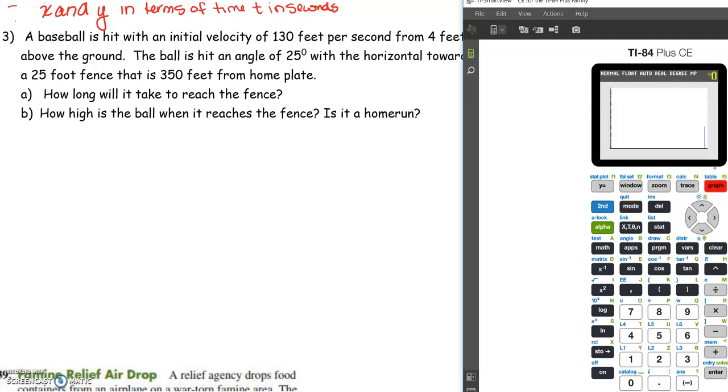So there's the fence, and here comes the ball. Very good. Okay, so X and Y. The X is the horizontal component of the ball, and the Y is the vertical component of the ball. X and Y both are in terms of time t. It looks pretty close, so let's go ahead and do the algebra.